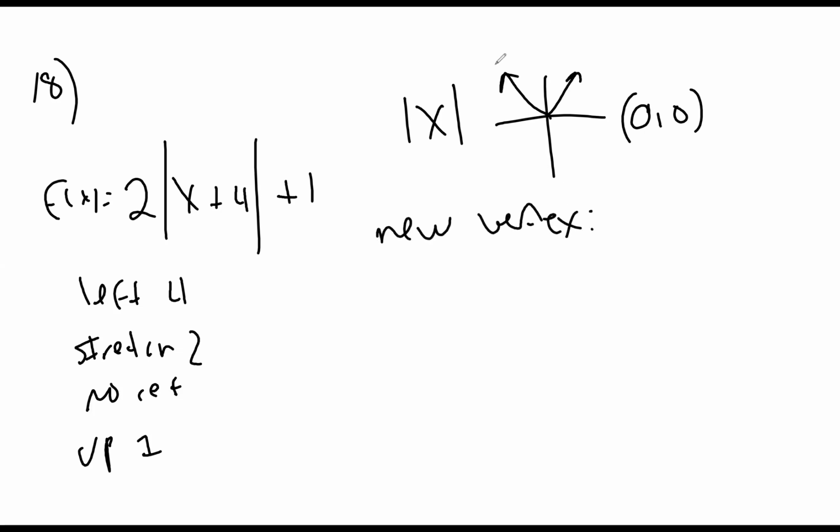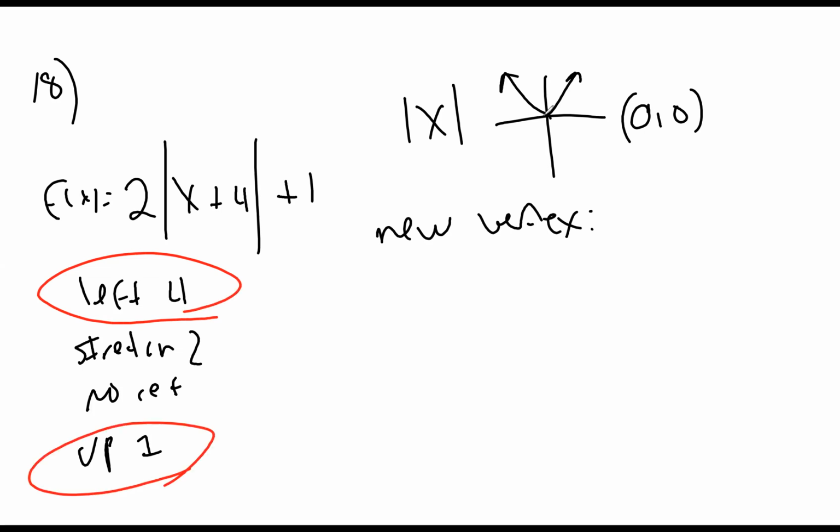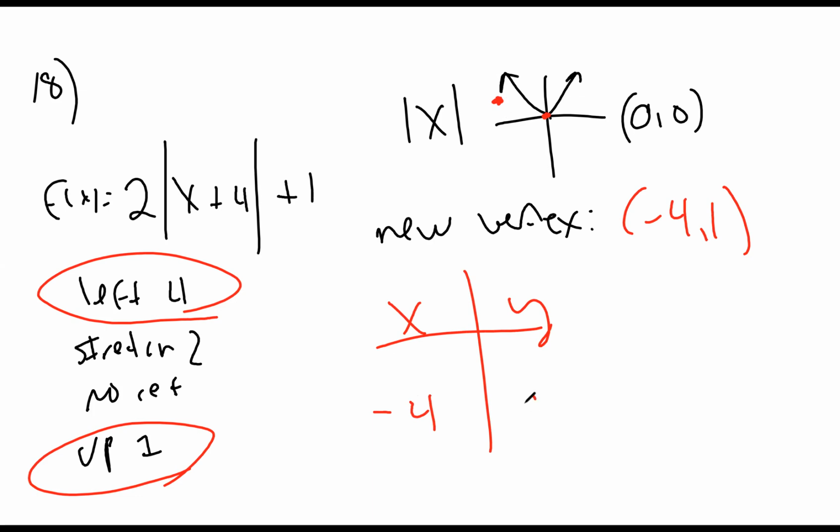Okay. And so now I'm trying to find my new vertex. And when I do that, again, I'm only looking at how far left or right and how far up or down. So if this is where I started, 0, 0, and I go left 4, so 1, 2, 3, 4, and now up 1, what's my new vertex? What's this new point? Negative 4, 1. Perfect. And so now I'm going to have to go in here and I'm going to have to find my x's and my y's. I'm going to put a negative 4, 1 in the middle.